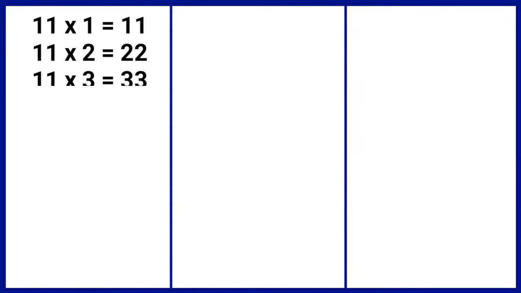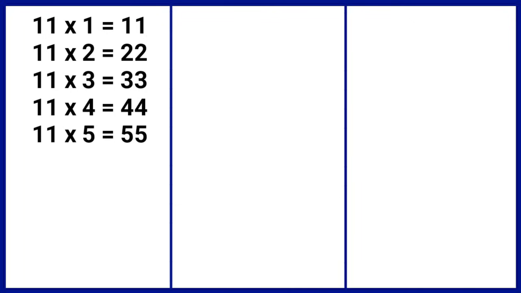11 ones are 11. 11 twos are 22. 11 threes are 33. 11 fours are 44. 11 fives are 55. 11 sixes are 66.